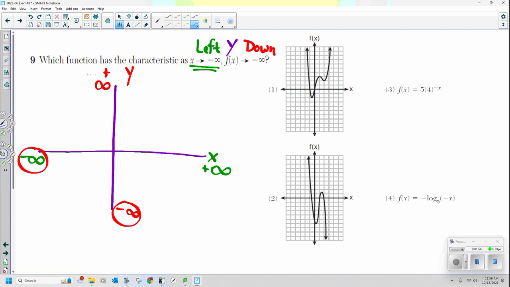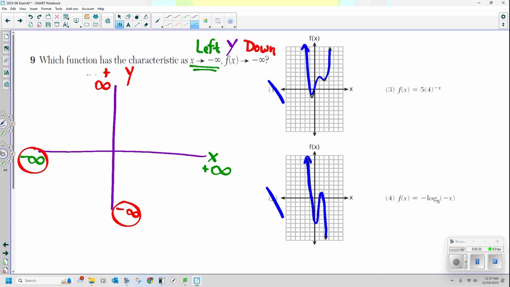All right, let's start with option 1. I'm going to start on the right and go left. It's going down, but as I go left, it goes up forever. It can't be 1. Same thing for option 2. They give us another graph. I go from the right to the left, and as I go to the left, I am going up forever, so it can't be 2. I am going to plug 3 and 4 in the calculator.